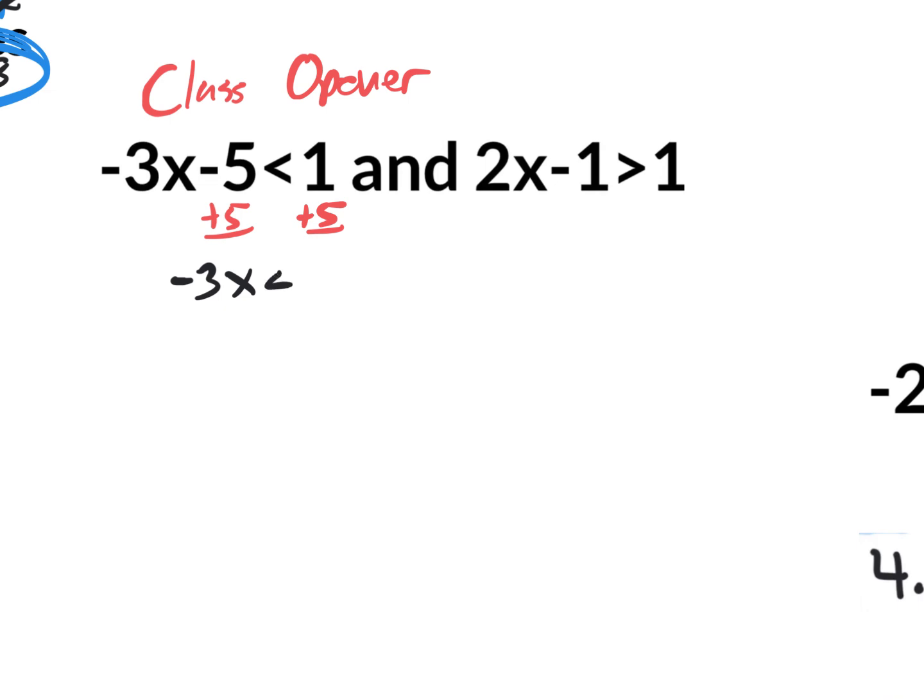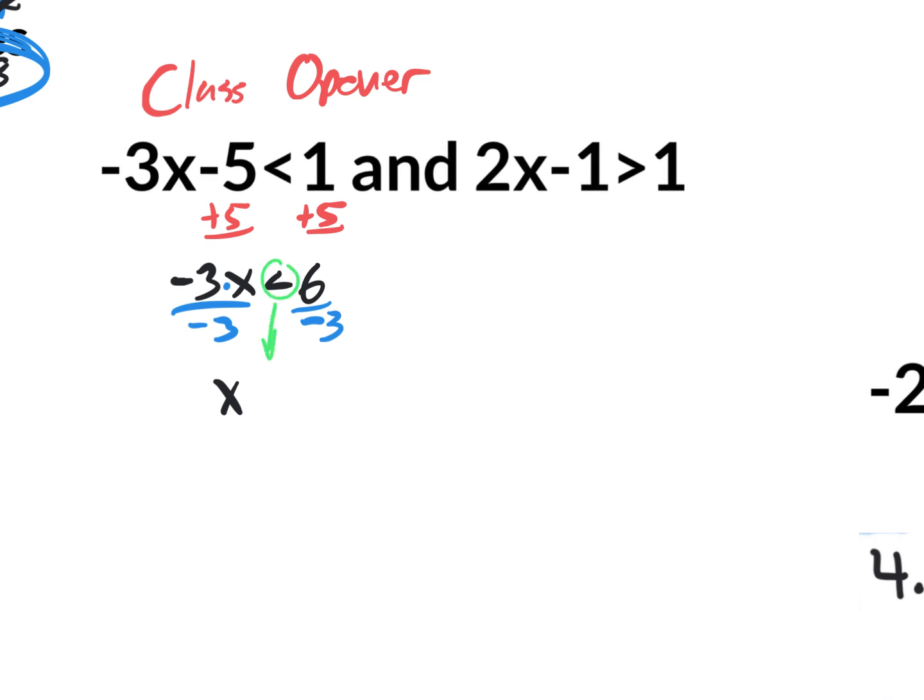The inequality comes down. 1 plus 5 is 6. And what this really says is negative 3 times x is less than 6. So you don't want the multiplication of negative 3, so you do the opposite. Divide by negative 3, divide by negative 3. And you will end up with x, and you have to flip the inequality because you divided by a negative. Whenever you multiply or divide by a negative, you have to flip that inequality.